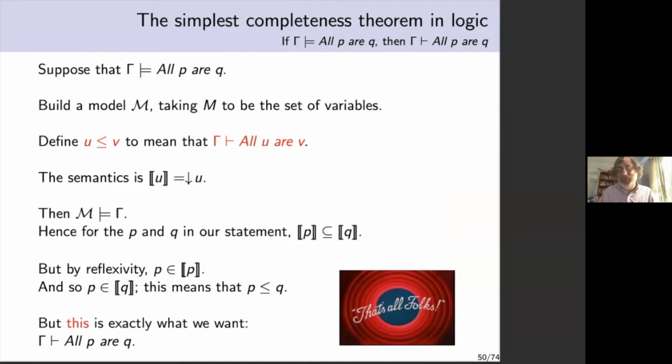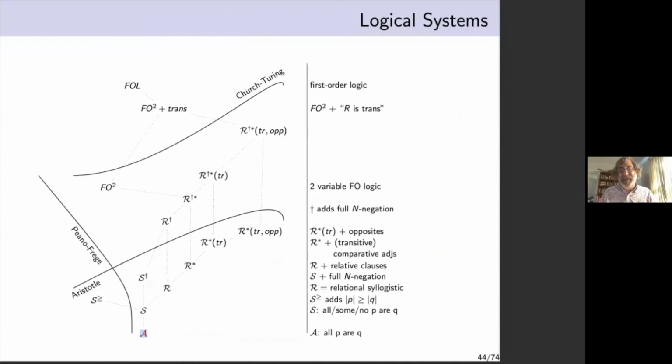I think I won't do it for you, although I usually would. The completeness theorem is completely simple, and you can give it as a homework exercise for the logic students. So if something is a semantic consequence, it has to be provable. That's completeness. And so that's the lowest logic in this batch.